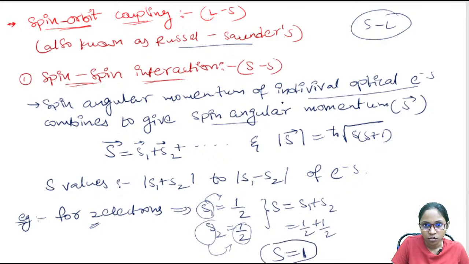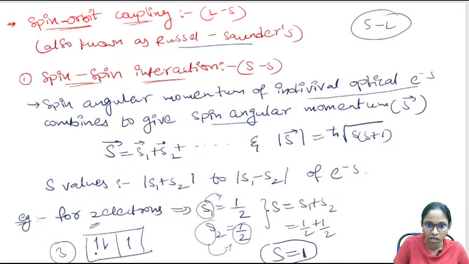Here, one more example I want to give you. If I have two subshells and three electrons, and if two of the electrons are antiparallel to each other, that means they are paired with each other. We do not have to calculate for these paired electrons.